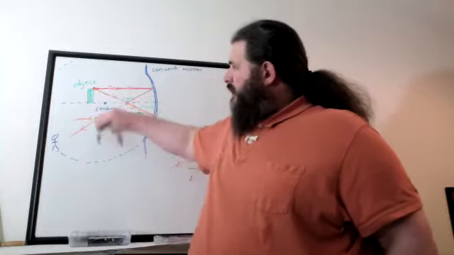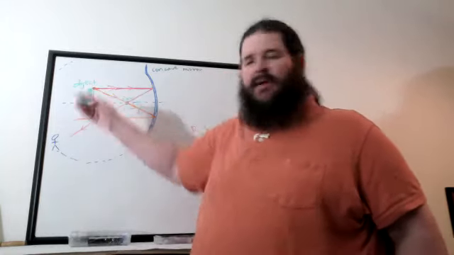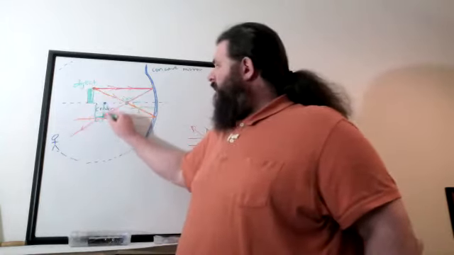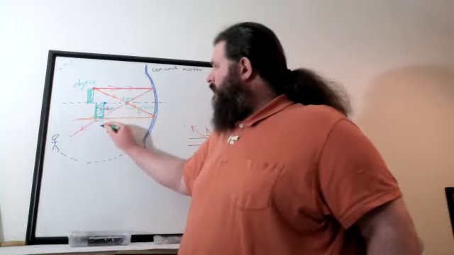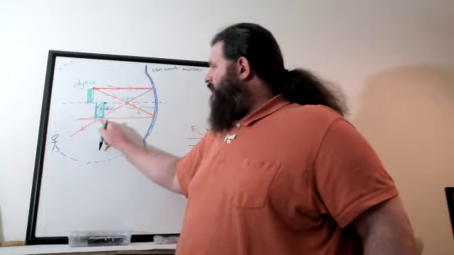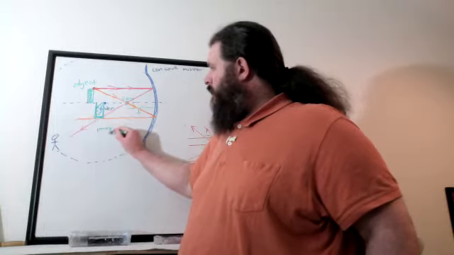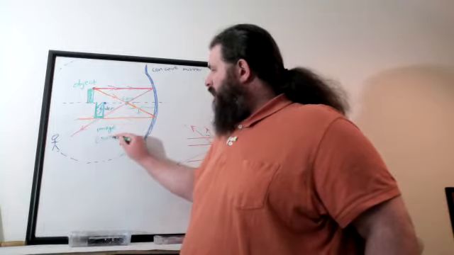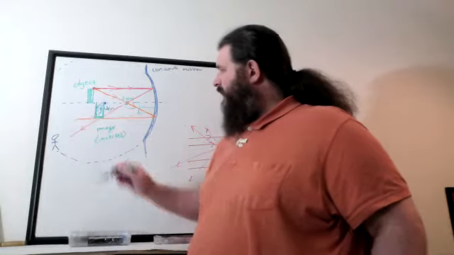Since the image is below the axis as opposed to the object which is above the axis, that means this is going to be an upside down image. So the image is upside down, or we would say inverted as compared to the original object.